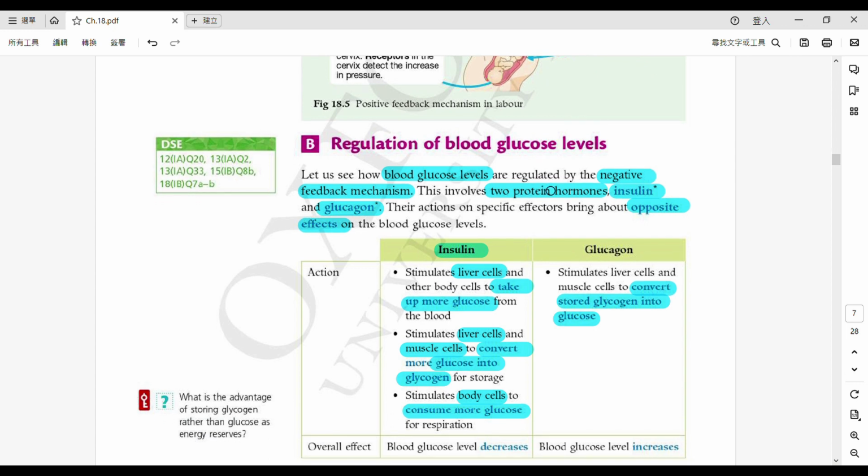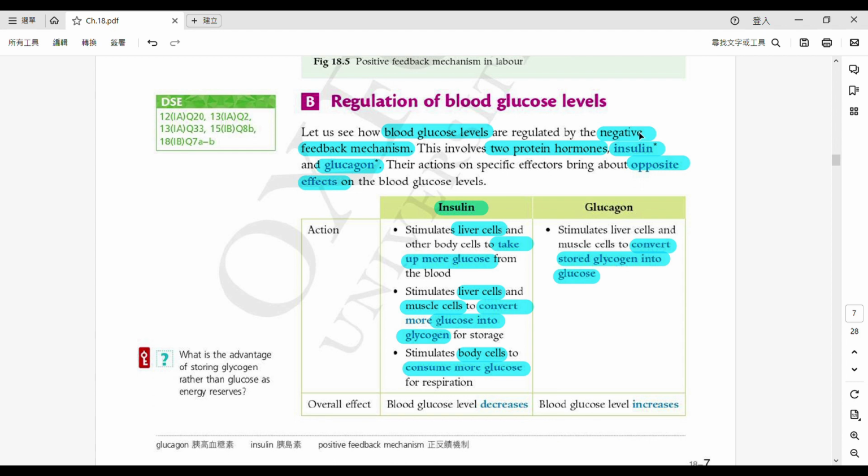This last part: glucose level is also regulated by a negative feedback mechanism. Okay, and two hormones will be introduced. There are two hormones. So please do not mix up these three words. One of them is insulin. The other one is glucagon. And the last one is glycogen.